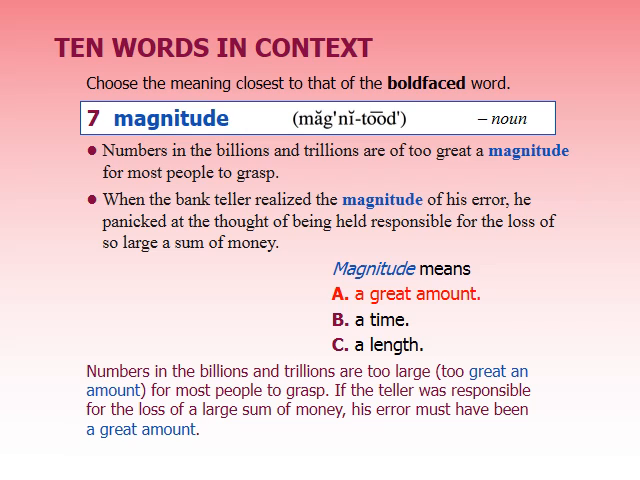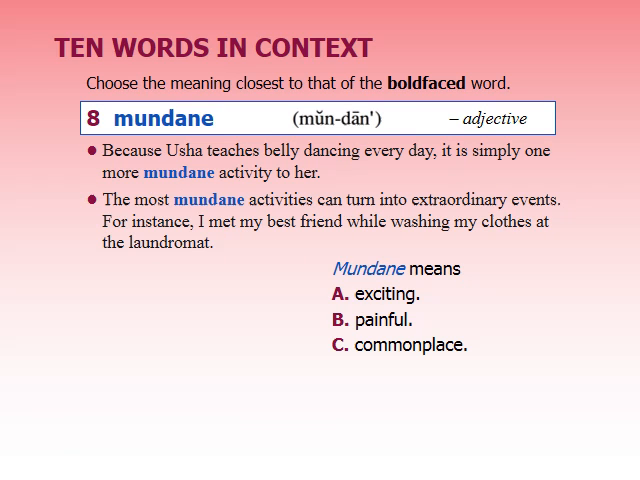So in the first one, numbers of billions and trillions, those are of a great magnitude, of a huge magnitude, of a very large or serious amount. In the second one, it's saying the magnitude of his error, means he realized how serious, the level of seriousness of his mistake. He realized he needed to do something. So magnitude means the size, or specifically tends to be used for greatness of size.